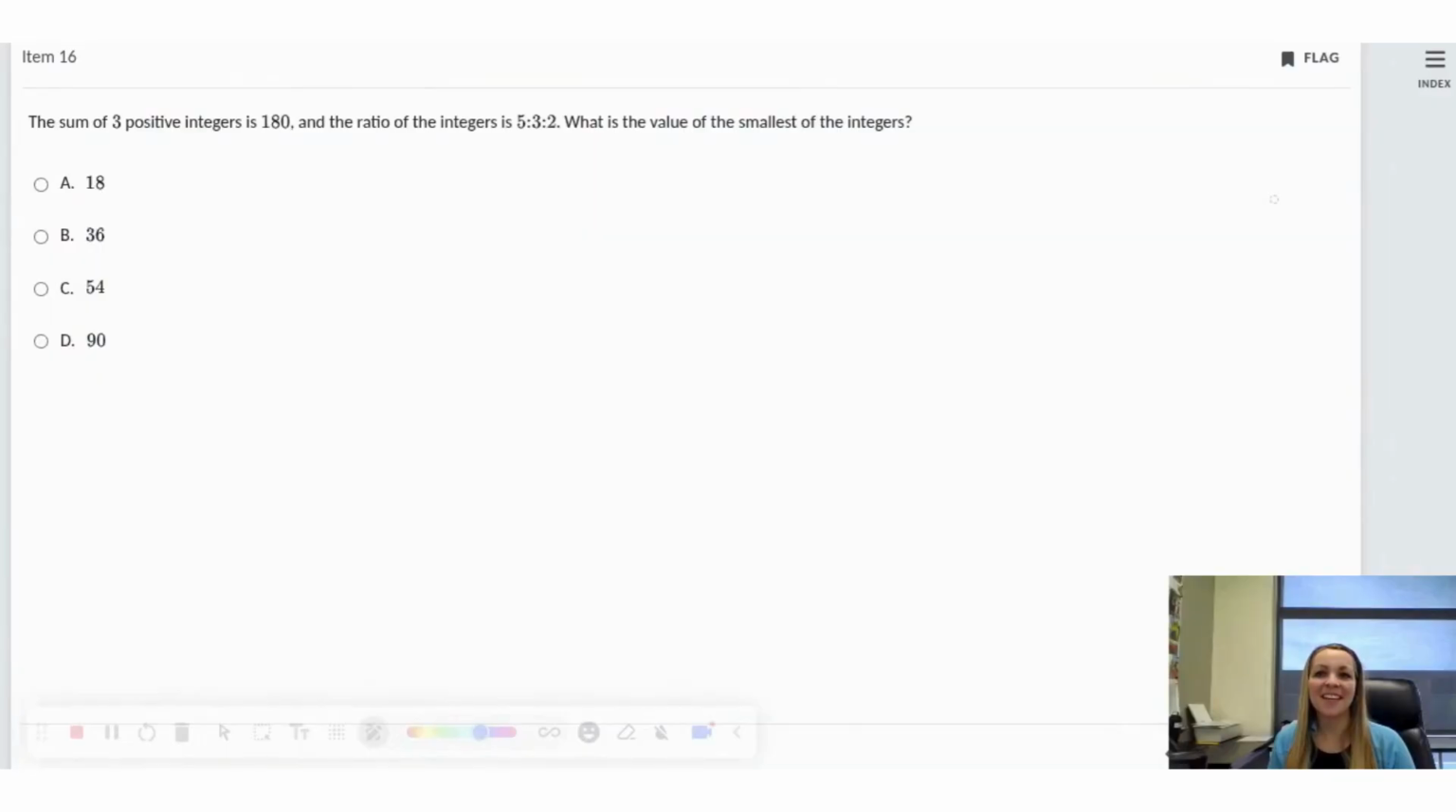Question number 16. The sum of three positive integers is 180, and the ratio of the integers is 5 to 3 to 2. What is the value of the smallest group of integers? The ratio 5 to 3 to 2 means we have 5 parts to 3 parts to 2 parts. If we add those 3 parts together, 5 plus 3 plus 2, we have 10 total parts. Altogether, those 10 parts make 180.